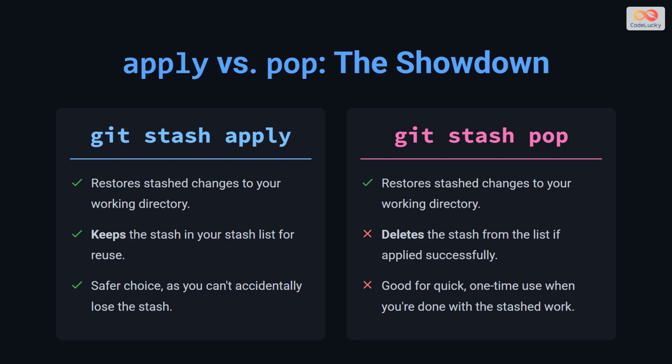Let's put them side by side. Both commands restore stash changes. The big difference is what happens after. Git stash apply keeps the stash on your list, making it the safer, more flexible option. Git stash pop, on the other hand, deletes the stash after a successful application, making it a good choice for quick, one-and-done restores.